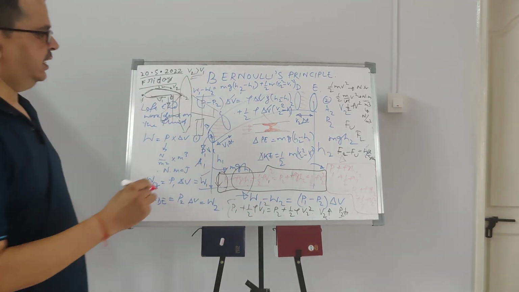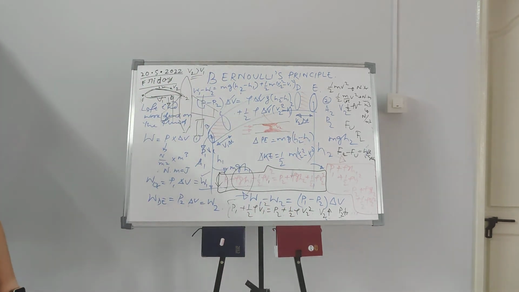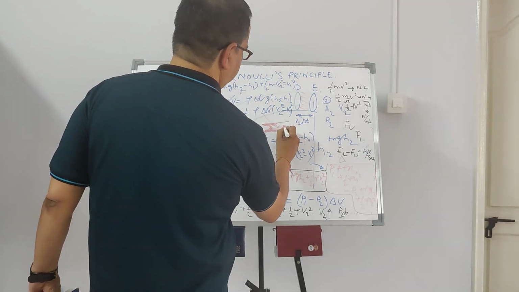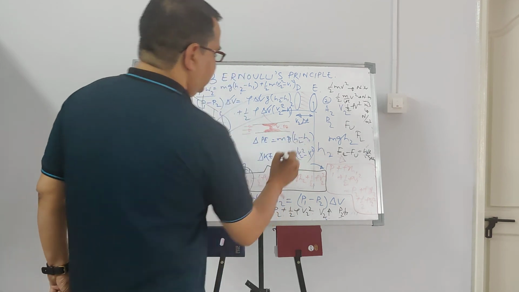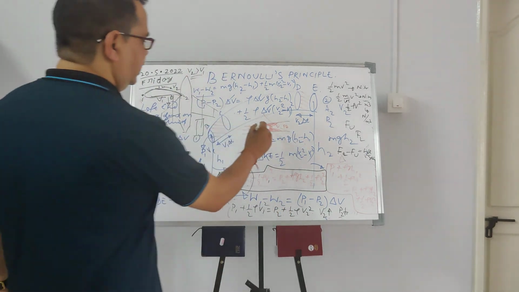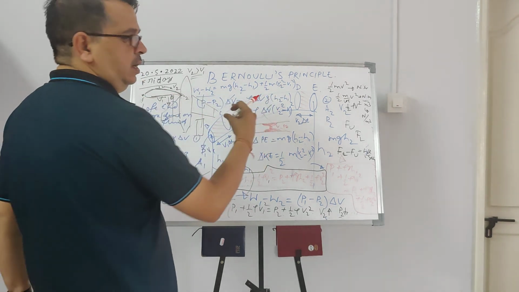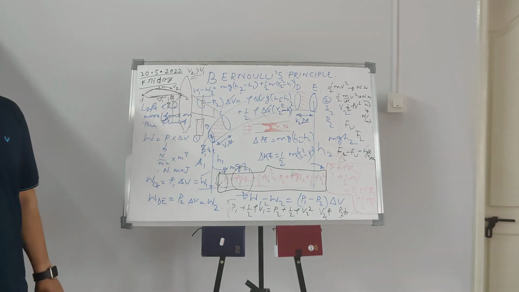Because the area has decreased, the velocity will increase here. It will rush at a very high speed. The velocity will increase here, so the pressure will decrease. If the pressure is decreasing, whatever external pressure is acting outside the artery will try to collapse it. So it will completely block the blood, and that will cause a heart attack.